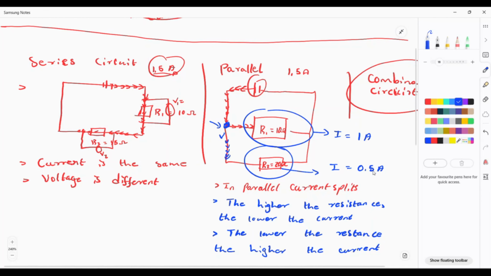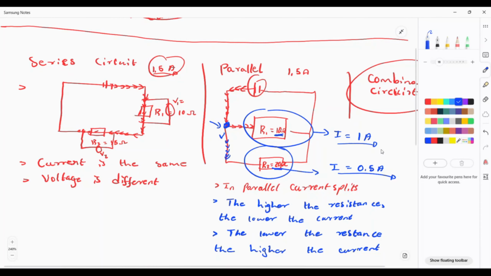You will ask yourself, because here I have a lower resistance compared to this resistor. Your R1 is 10 ohms and your R2 is 20 ohms. It means that because R1 is less than R2, the current for R1 must be bigger than the current of R2. So if you got values like this, you can say your answer is correct, because the higher the resistor, the lower the current, and the lower the resistor, the higher the current. I hope that makes sense.